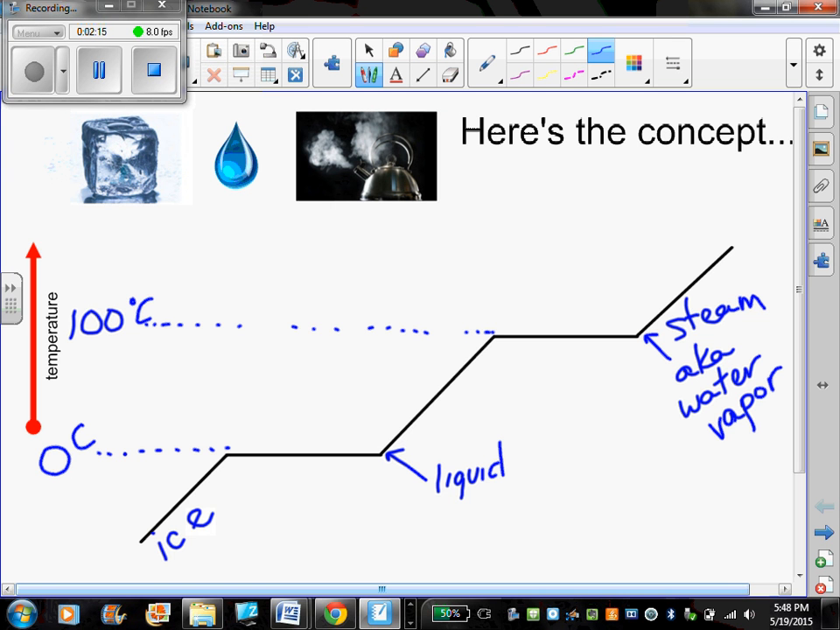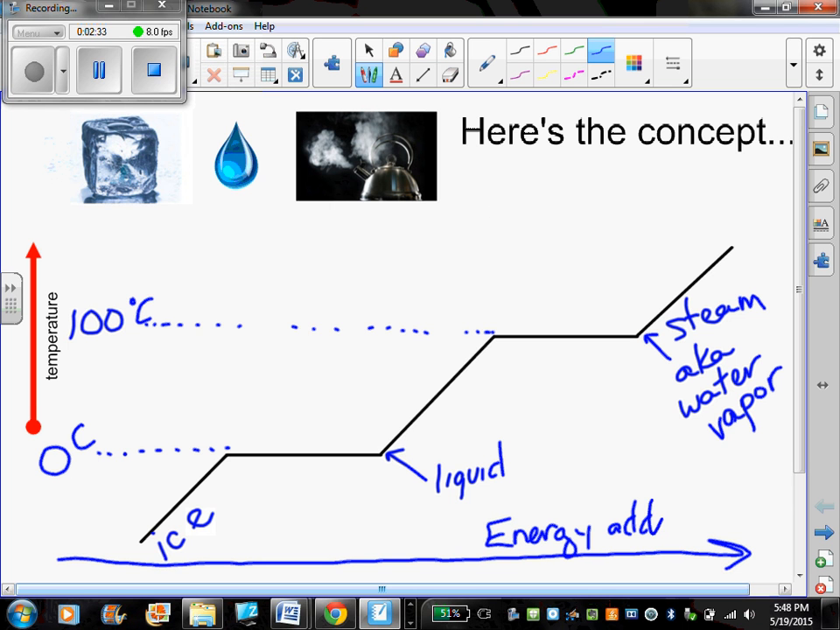Let's go with water as it's on its journey from solid to gas. So we'll start with ice. And if you remember, it's not shown on here, but the x-axis on this graph is energy added over time. So we're constantly adding energy into this system. And at the beginning, when we add energy to the system, the temperature is going up. And that's why we see this increasing line, this line that has a positive slope.